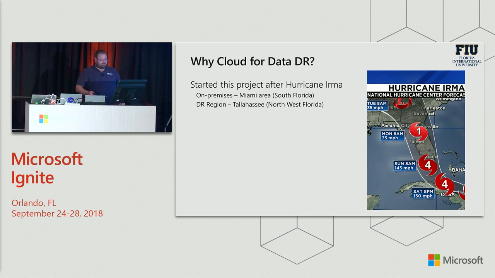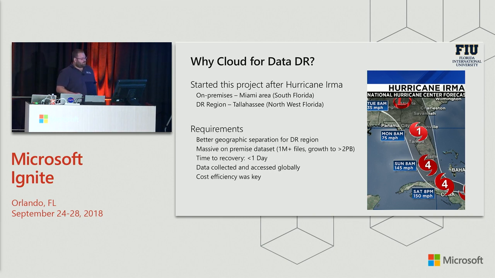So not only was it affecting us, it was affecting where our data was stored elsewhere. So we needed to come up with a DR plan that had better geographic separation from our current DR site, that wasn't regional, something away from hurricanes and other threats.